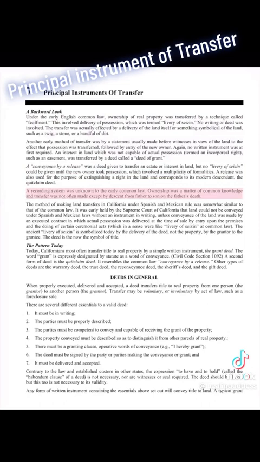A recording system was unknown to the early common law. Ownership was a matter of common knowledge, and transfer was not often made except by descent from father to son on the father's death. The method of making land transfers in California under Spanish and Mexican rule was somewhat similar to that of the common law.